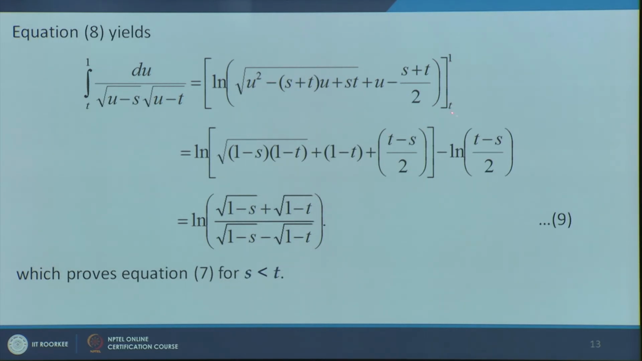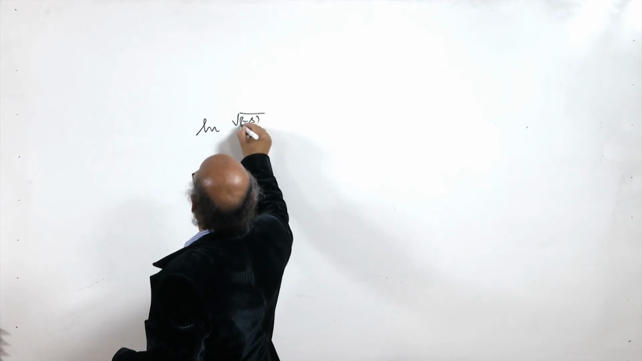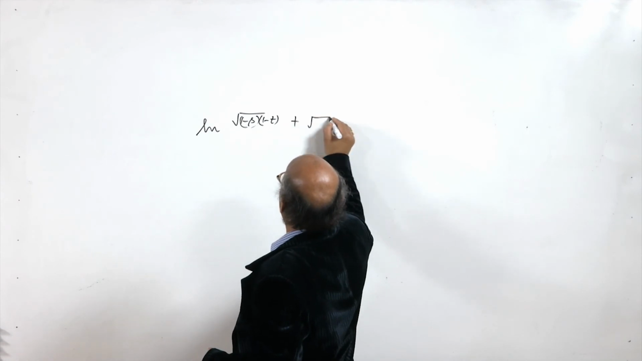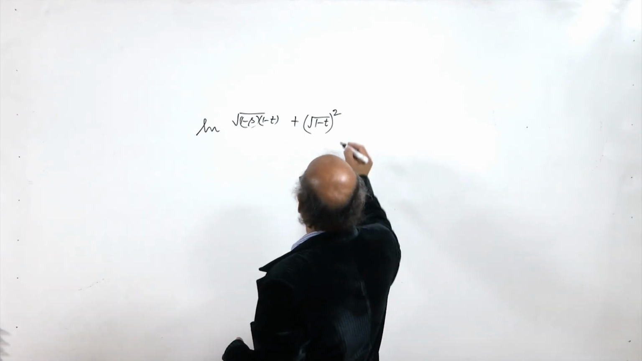Upper limit is 1, lower limit is t. Then we shall be getting ln of square root of (1 minus s) into (1 minus t), plus 1 minus t, plus (t minus s) by 2, minus ln of (t minus s) by 2, and which we can easily show. Let us see how we get this. This expression is nothing but ln of square root of (1 minus s) into (1 minus t) plus 1 minus t, which can be written as 1 minus t whole square under root, plus (t minus s) by 2.